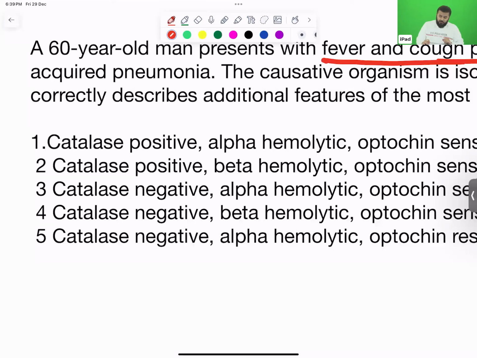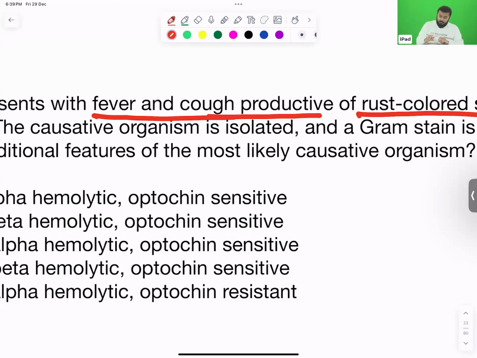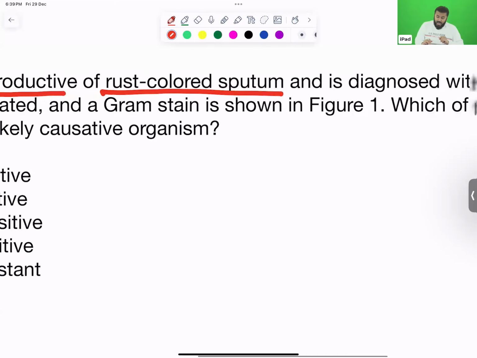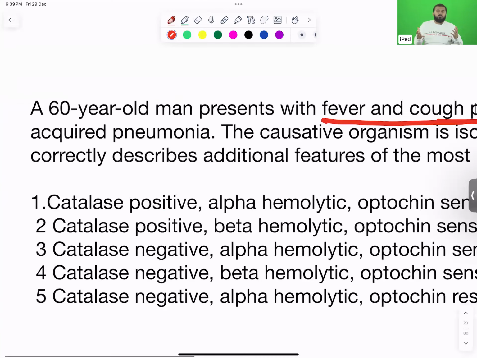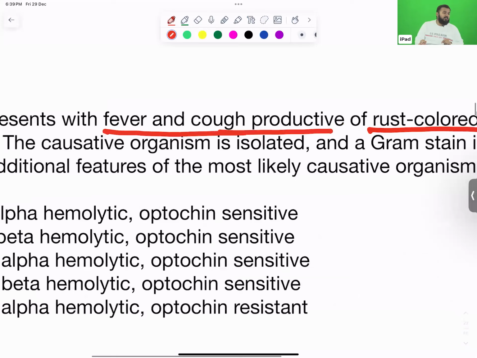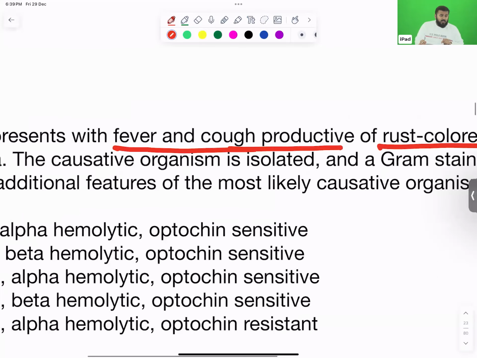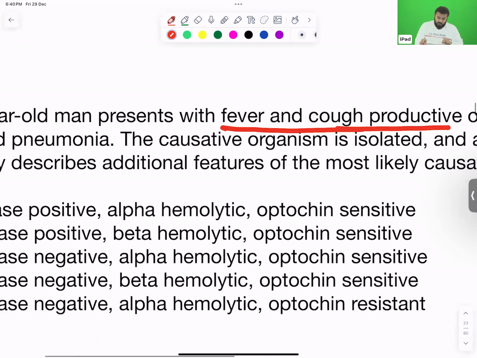So, fever and cough, what kind of cough is the patient having? Productive cough, and the sputum is rusty colored. And he is diagnosed with community acquired pneumonia. Usually the pneumonias which we get are community acquired pneumonia. Don't hunt for answers. I said the same thing: never ever hunt for an answer, most of the time it will go wrong. The causative organism is isolated.